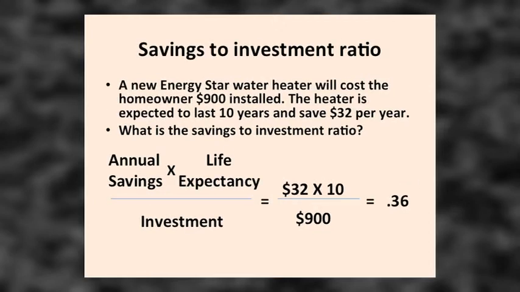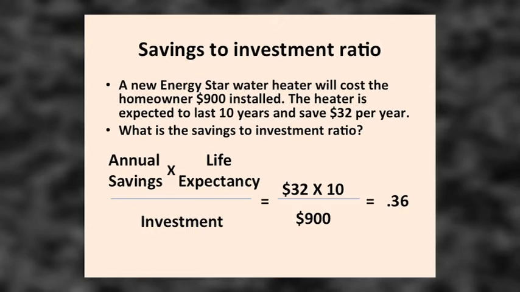So savings to investment ratio. A new Energy Star water heater will cost a homeowner $900 installed. The heater is expected to last 10 years and save $32 per year. So once again, in this example, if you look at this, the savings to investment ratio: the annual savings times the life expectancy, so annual savings are 32 times 10, divided by the initial investment, 0.36, yeah.